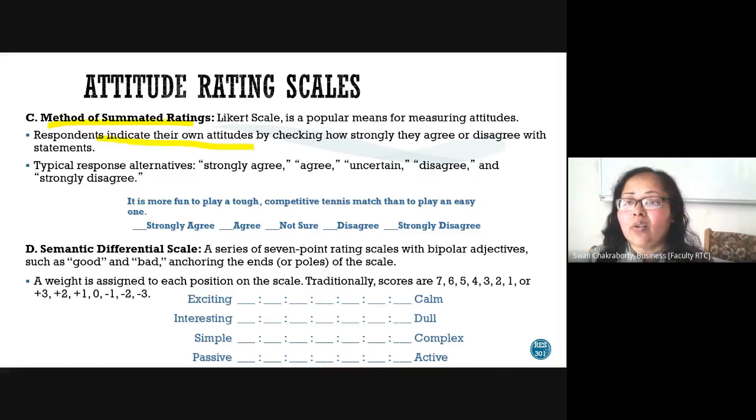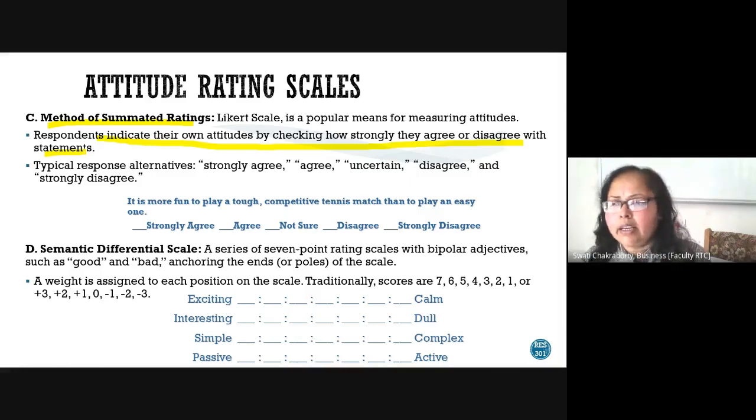Respondents indicate their own attitudes by checking how strongly they agree or disagree with some statements. Some of the typical response alternatives are strongly agree, agree, uncertain, disagree, strongly disagree. For example, you see, "It's more fun to play a tough competitive tennis match than to play an easy one." So you have a scale of five where you choose.